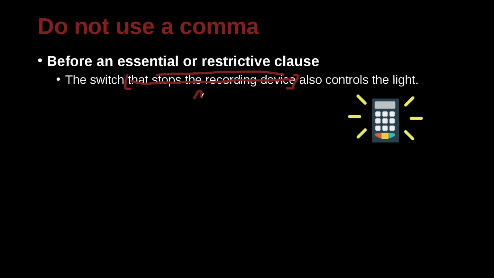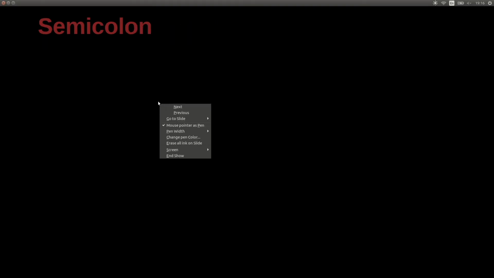So maybe there's an A switch. Maybe there's a B switch. Maybe there's a C switch. The B switch controls the recording, and the B switch also controls the light. I do not mean the A switch. I do not mean the C switch. It must be this switch. So how can I tell? You cannot cut this piece. This piece cannot be cut. If it cannot be cut, that is called a restrictive clause. Restrictive clauses, you cannot use the comma.